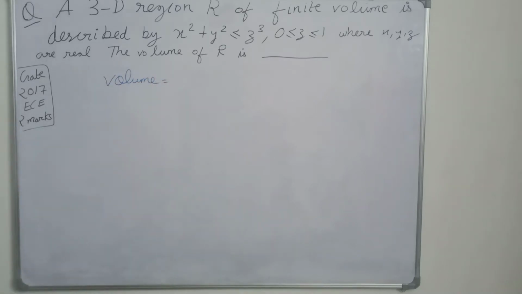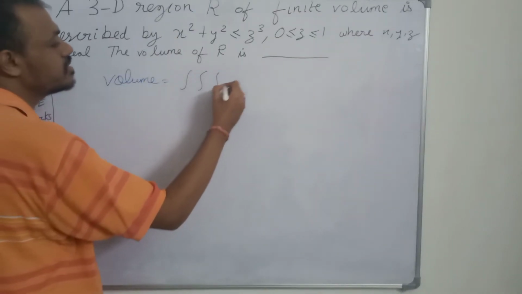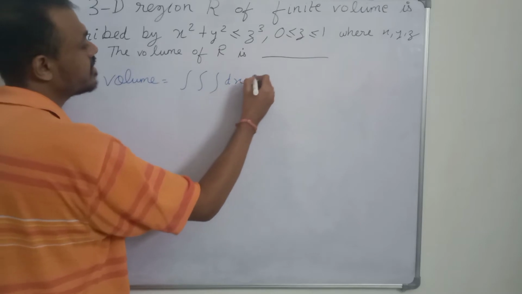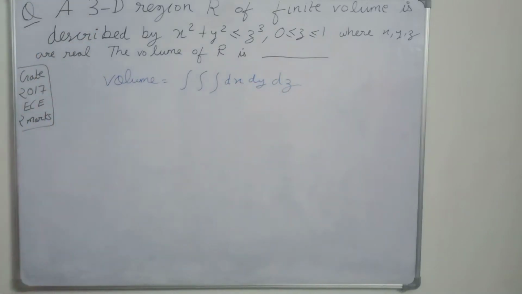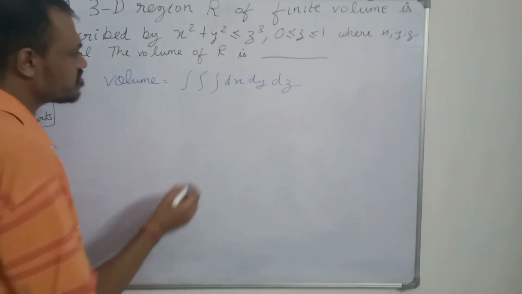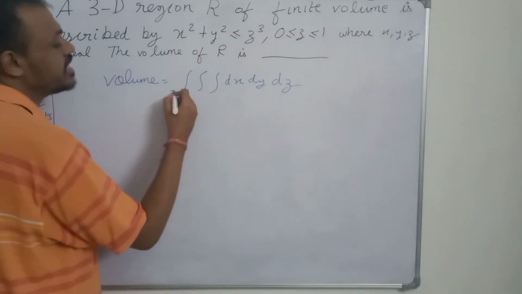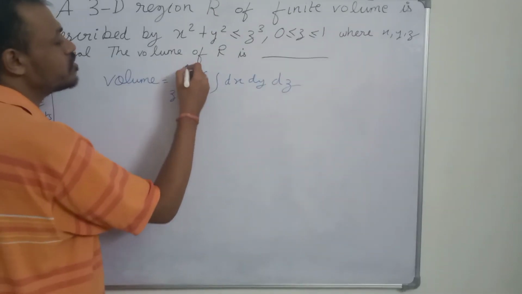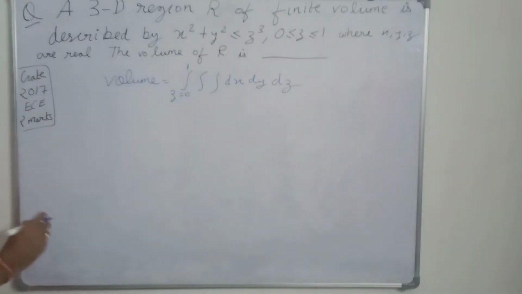So volume is given by this notation. Volume is the triple integral of dx, dy and dz. First I am integrating with respect to y, and the limits are from z equal to 0 to 1. The z value is from 0 to 1.